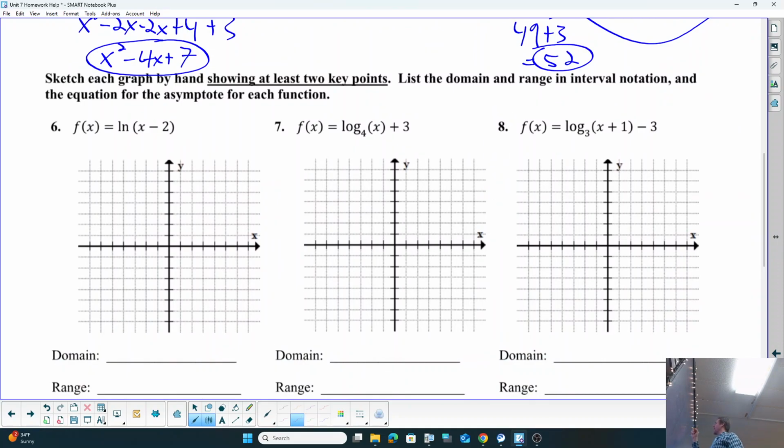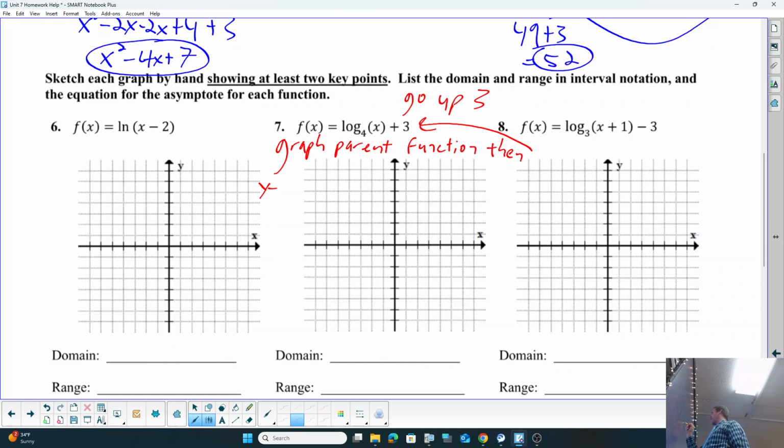So we're just going to go ahead and graph the parent function, then go up 3. Oh, that sounds so much easier, Mr. Newble. So graph the parent function and then go up 3. Okay, we could do that.